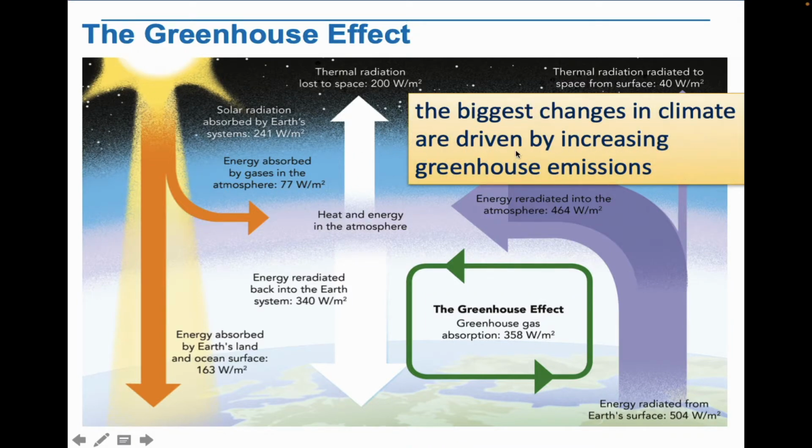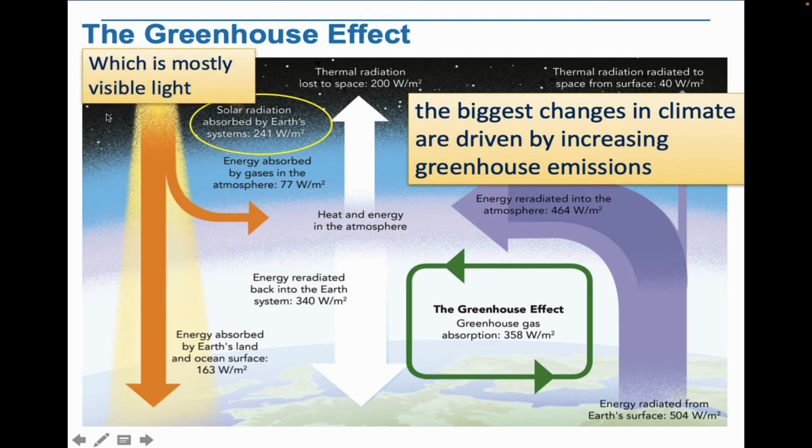So the biggest changes in climate are driven by increasing greenhouse emissions. Now we start the cycle with the solar radiation from the sun, and it's mainly visible light.